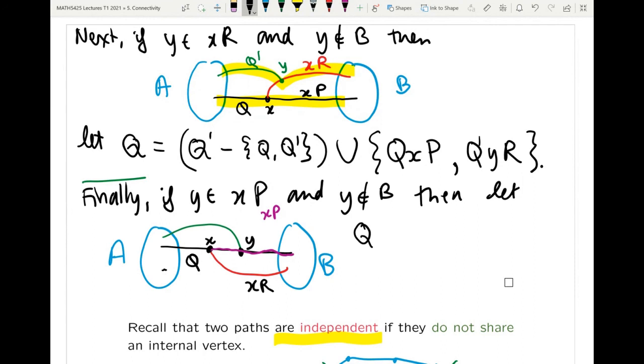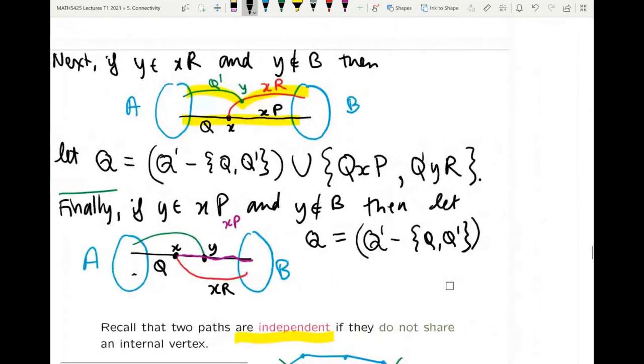So curly Q is curly Q primed. We have to take away Q and Q primed. Both of those paths are no good, but we want to add what? So again, you just have to look at this picture and identify two disjoint paths from A to B.